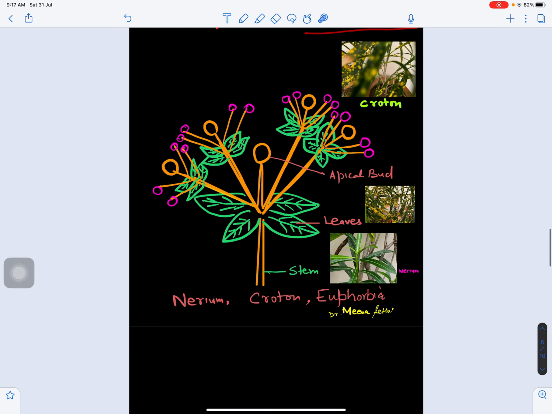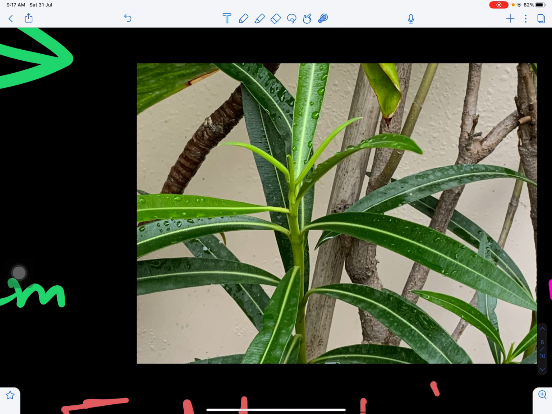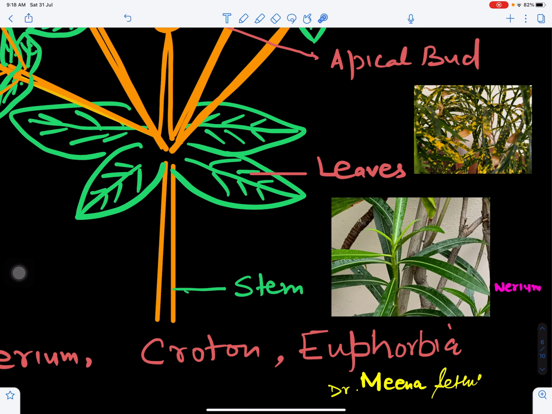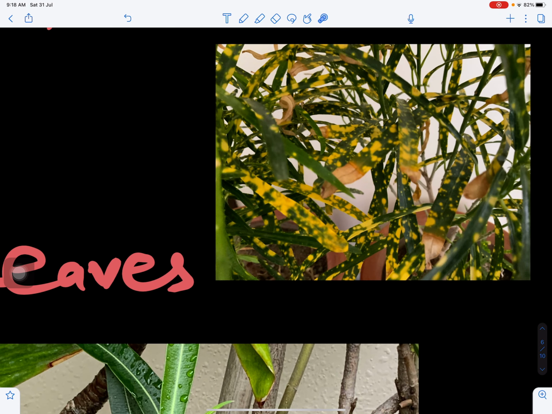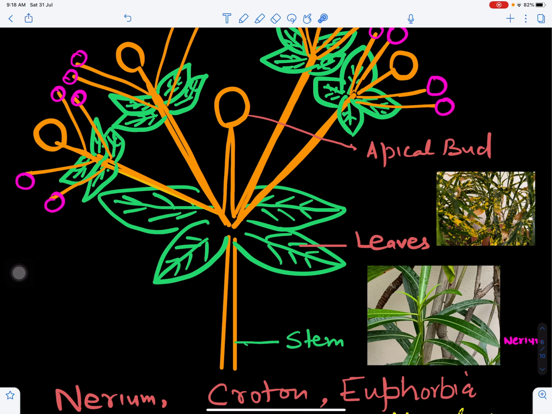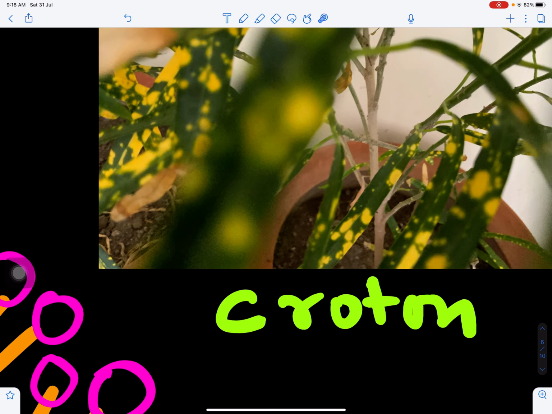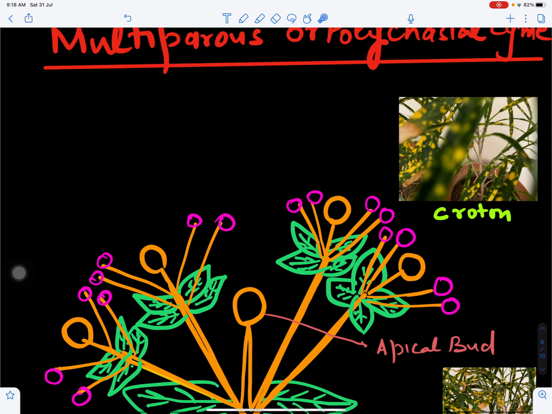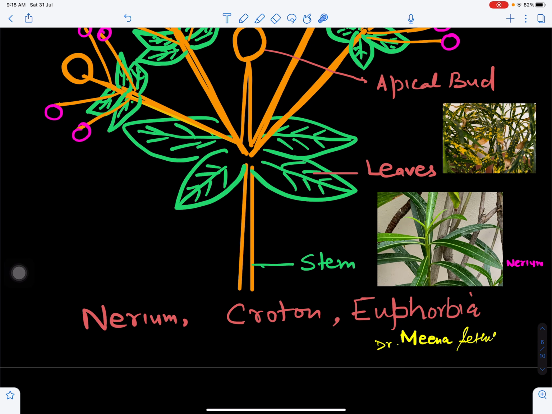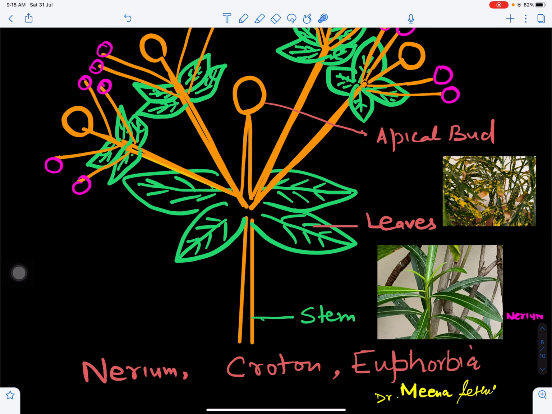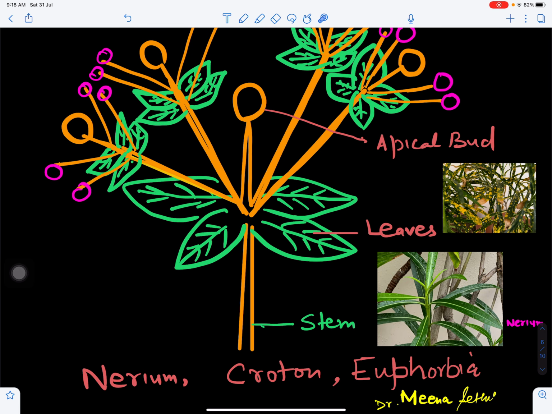Now example is nerium, kaner. We also call it as kaner. This is the plant of kaner which shows this kind of branching. And this is the croton which is having variegated leaves. Now we can see here the branching pattern like this. This is croton. So these are the examples of multiparous or polychasial cyme. Nerium, croton and euphorbia species also show this kind of branching. So this is all about branching pattern in stems.